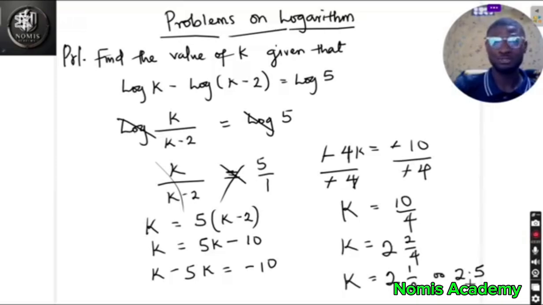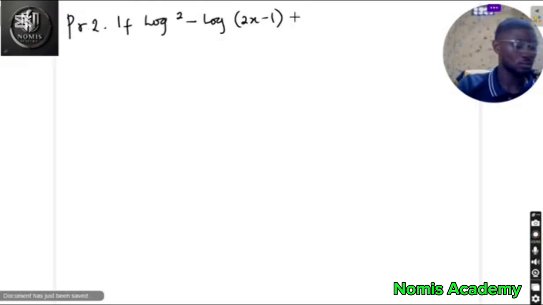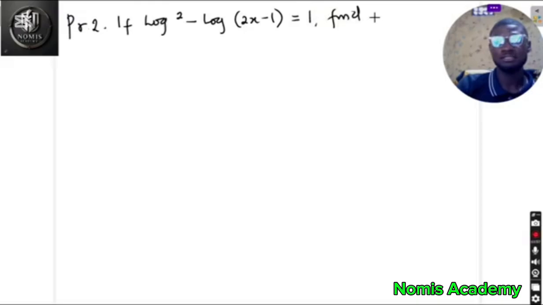Let's take problem number 2. Problem number 2 says, if log 2 minus log in bracket 2x minus 1 is equal to 1, find x. Find the value of x.